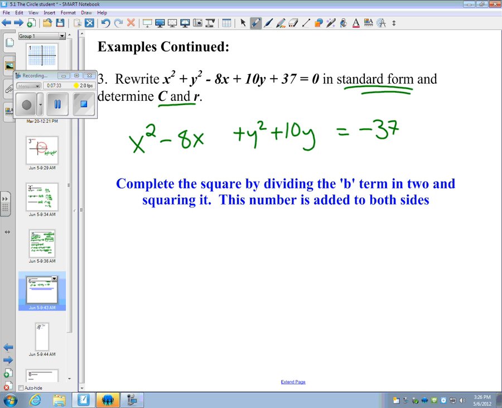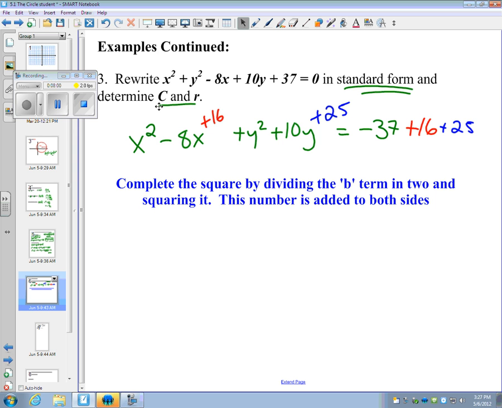Okay, so negative 8. If we divided that by 2, we would get negative 4. If we square that, we get 16. So what we're going to do is add 16 to this side, but then we also have to add 16 to this side. Okay, now let's complete the square here. We have 10. Half of 10 is 5. 5 squared is 25. So we need to add 25 there and add 25 here.